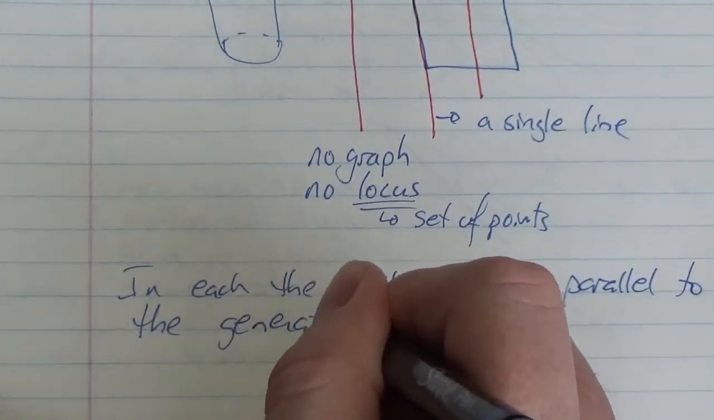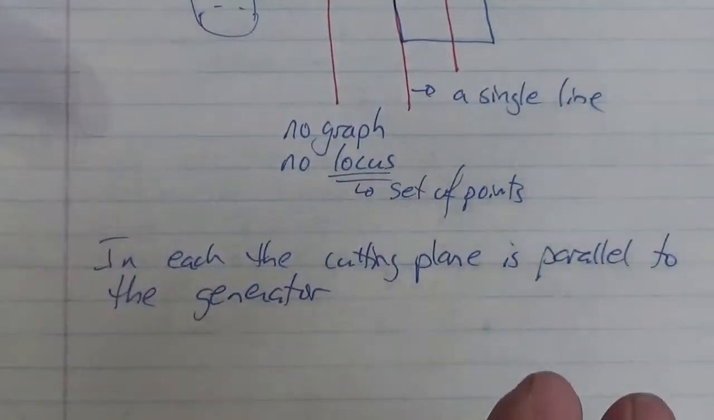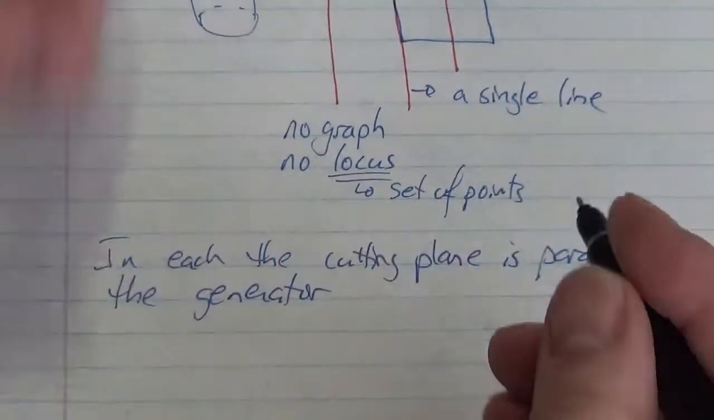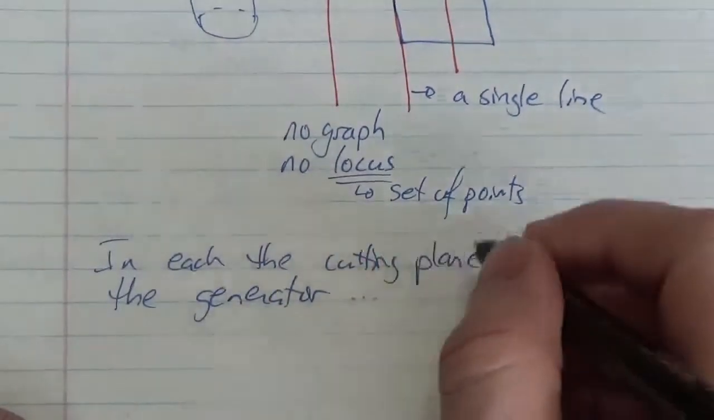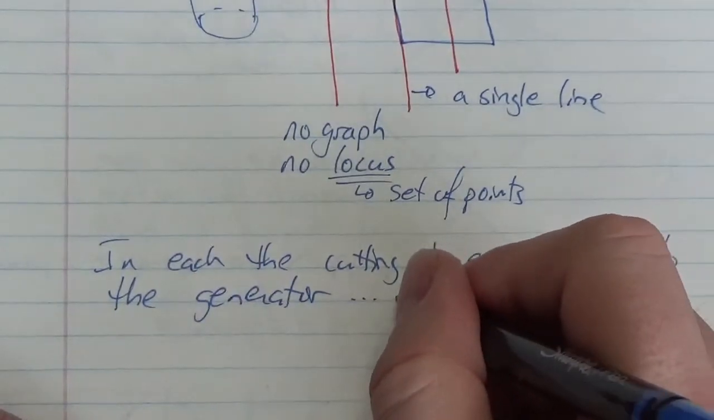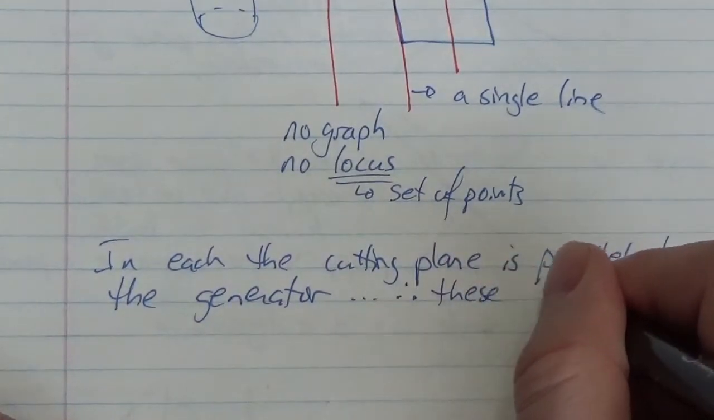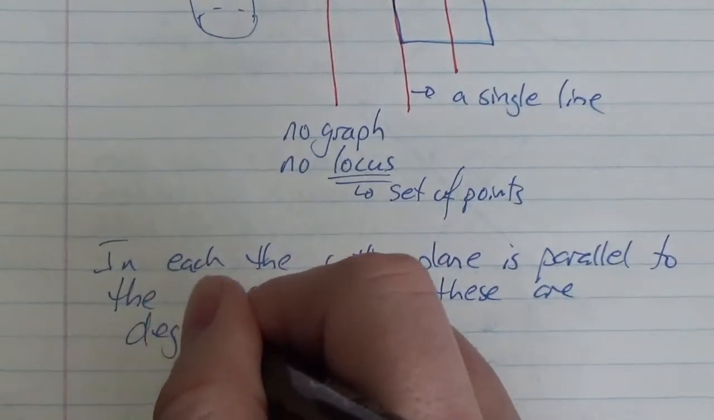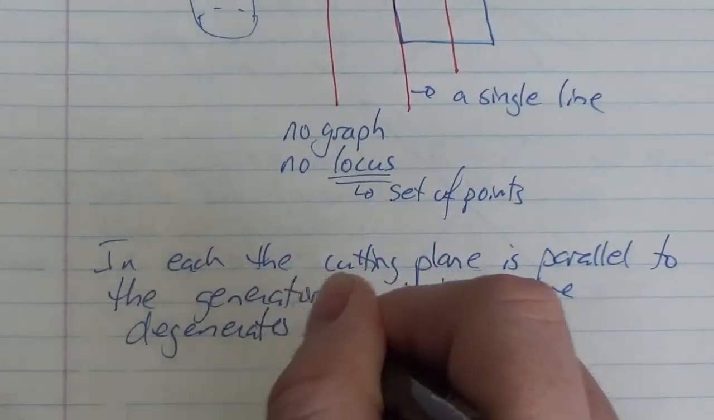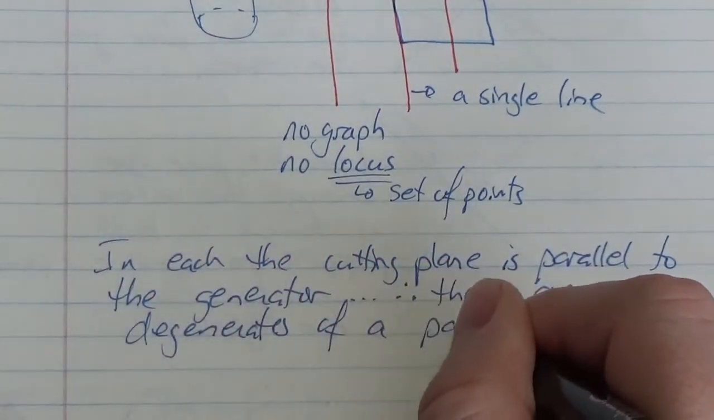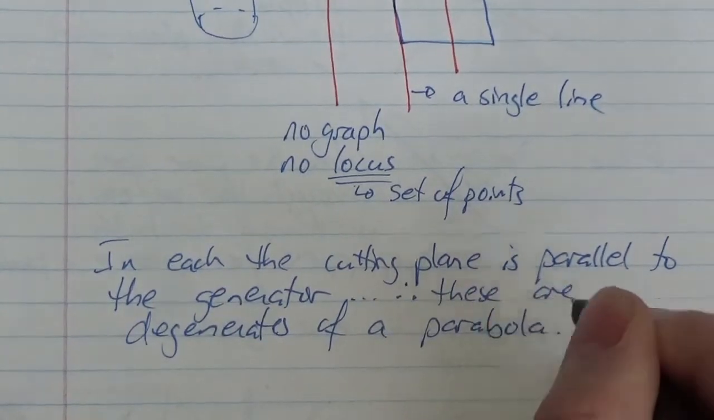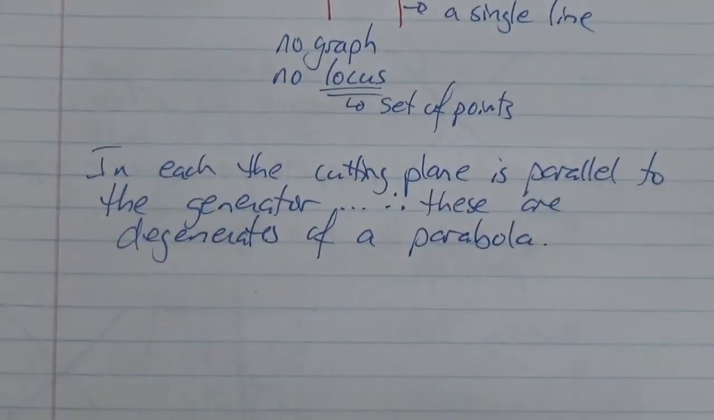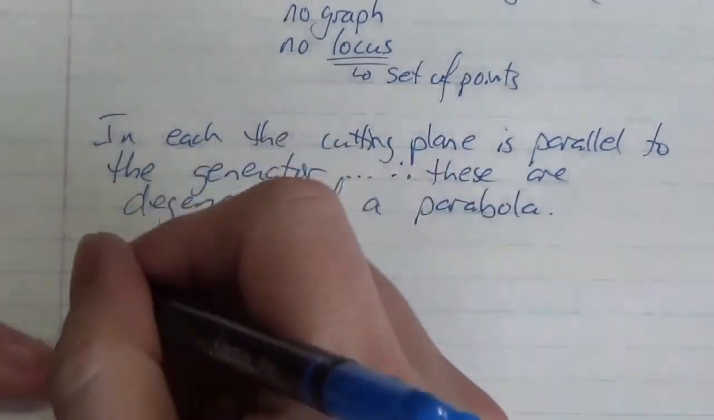Now let's think back with the double nap cone. When the cutting plane was parallel to the generator, what shape did we get? Well, this means, therefore, these are degenerates of a parabola. Okay? So, quick summary then, with our degenerates, let's just write this down here.